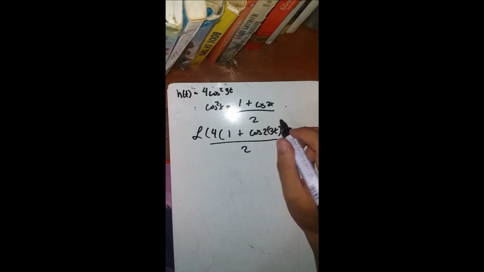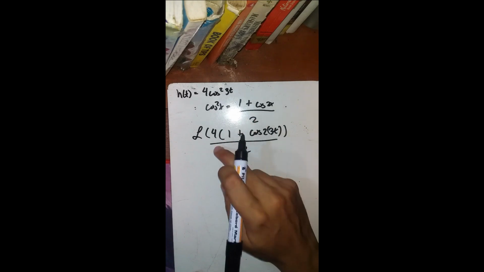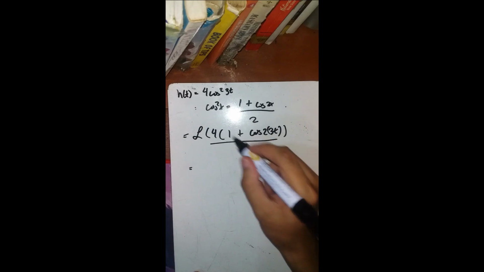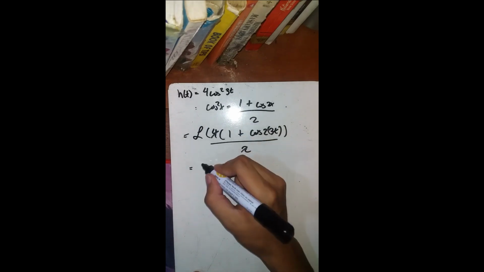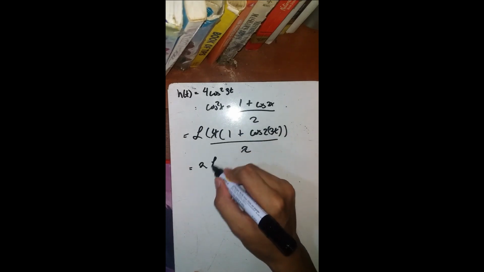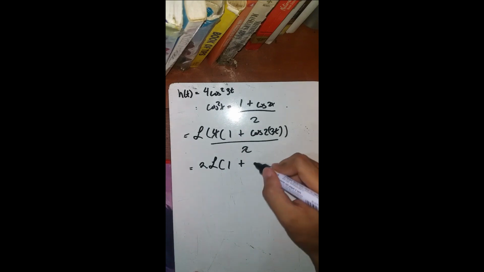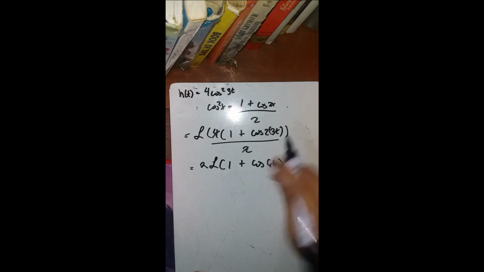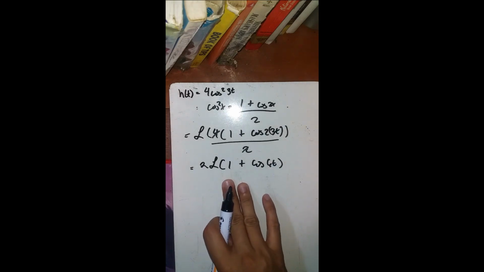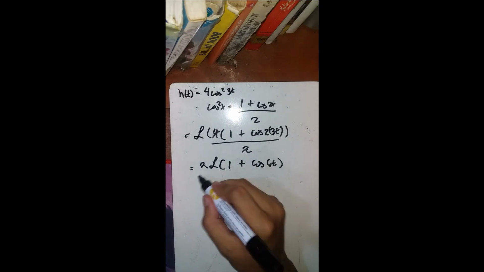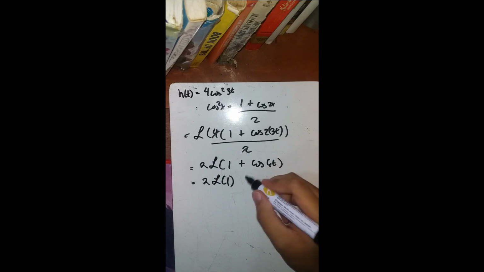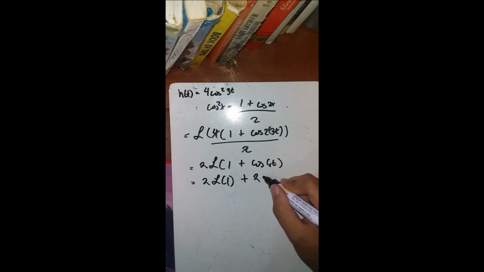From there we can take out anything that has a constant, so we have here 4 and 2, so this will cancel out, and what's left here is 2 Laplace of 1 plus cos, so 2 times 3, that will be 6t. And you can see here we're going to use a linearity property. So 2 Laplace of 1 plus 2 Laplace of cos 6t.